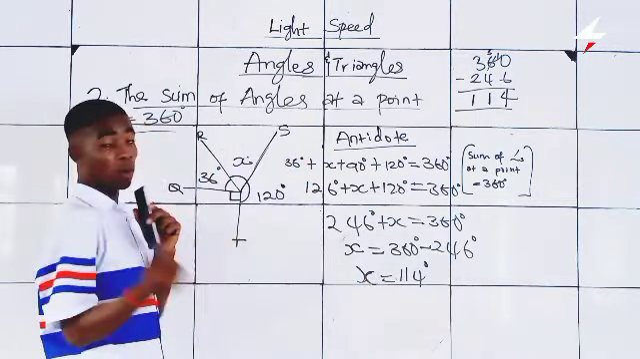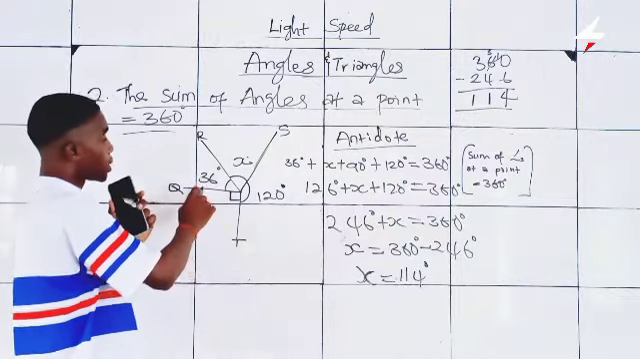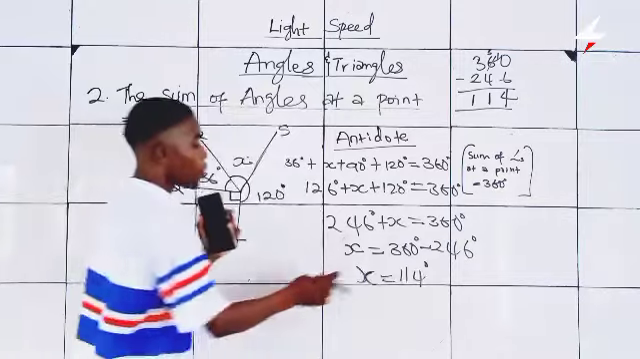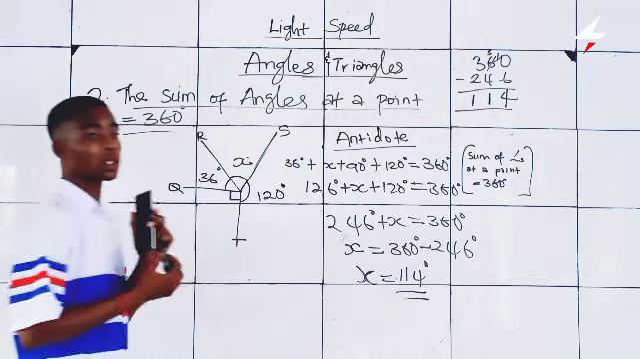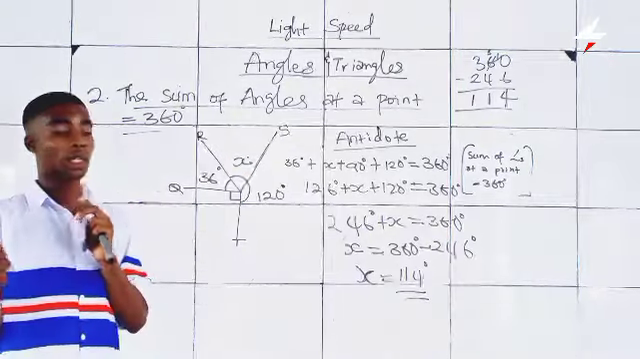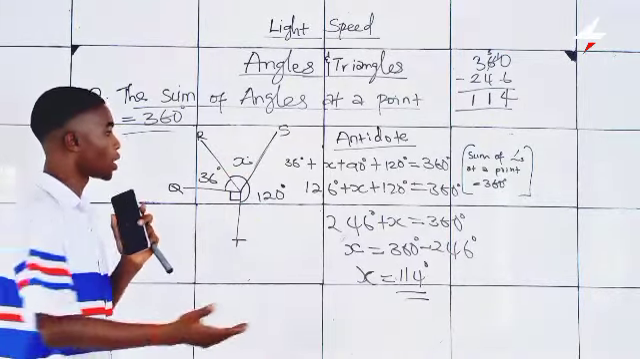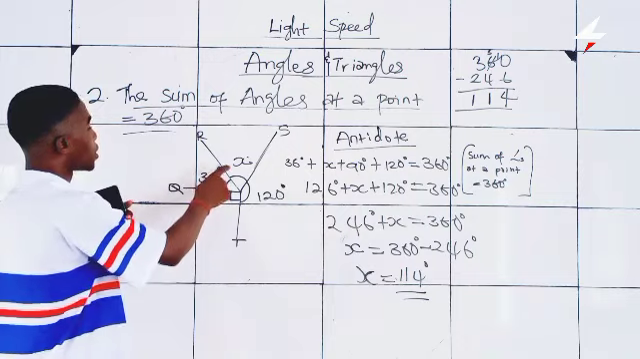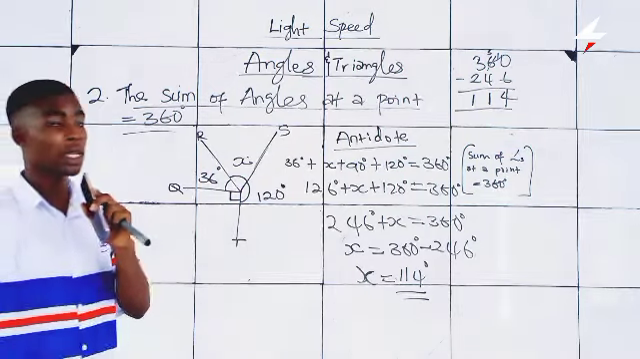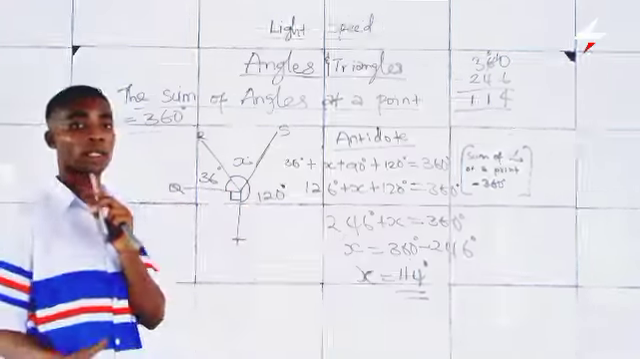And mind you, the diagram wasn't drawn to scale. So don't think and say it's kind of smaller. It wasn't drawn to scale. It was just a question. So X is equal to what? 114 degrees. You can decide to check to know if it's correct. You just add 114 plus 36 plus 120 plus 90. If it gives you a total of 360 degrees, it means the solving was correct.